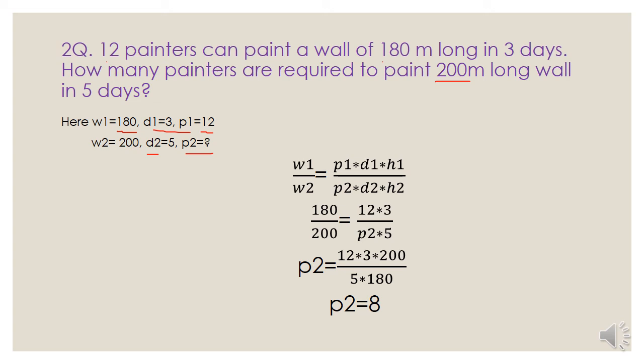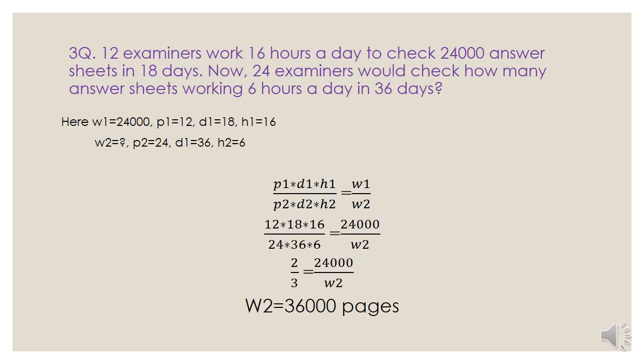From the formula, W1 by W2 is equal to P1 into D1 into H1 by P2 into D2 into H2. Here we don't have H values, so ignore H. So W1 by W2 is equal to P1 into D1 by P2 into D2. 180 by 200 is equal to 12 into 3 by P2 into 5. From this we can find the value of P2. P2 is equal to 8.